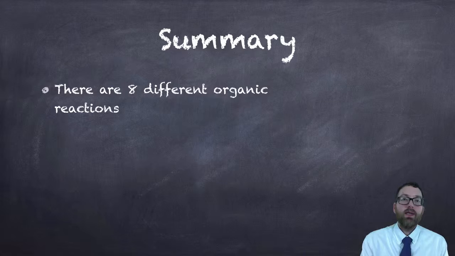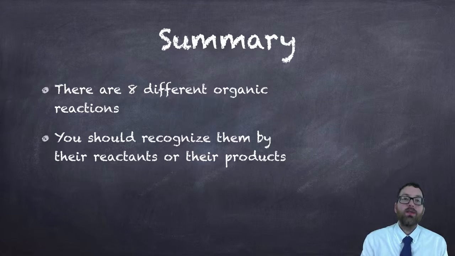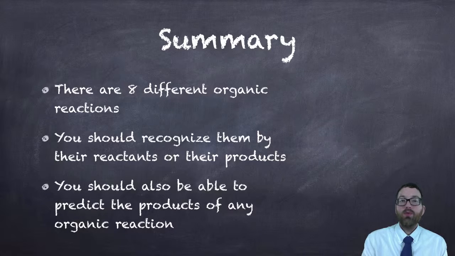So in summary here, there's 8 different organic reactions. You should recognize them by their reactants or their products. You should also be able to predict the products of any organic reaction. So the only way you can do that is by recognizing which type they are and memorizing kind of the products that they typically produce and the way that the reactants come together.